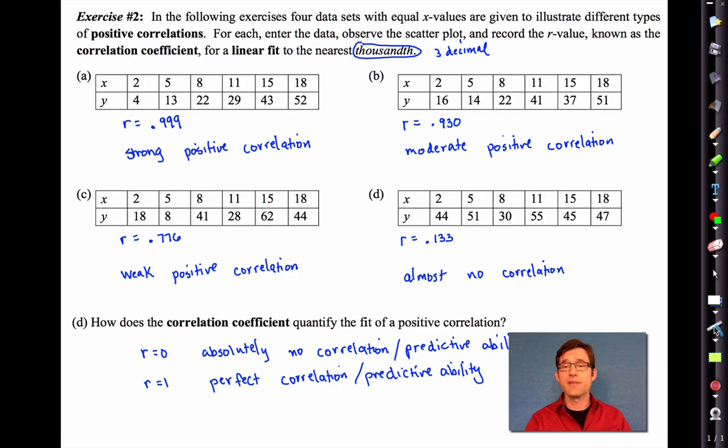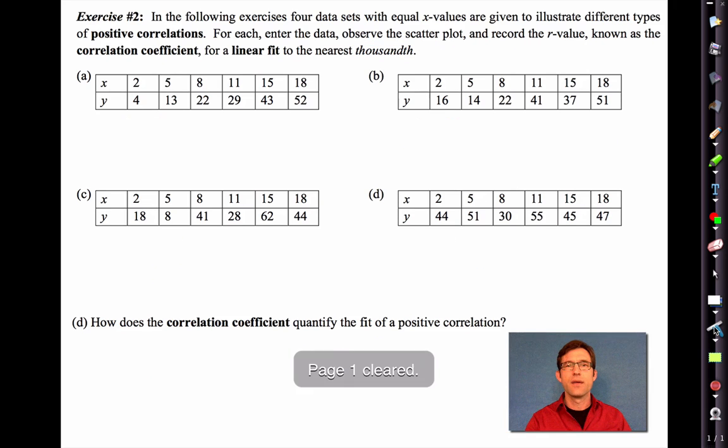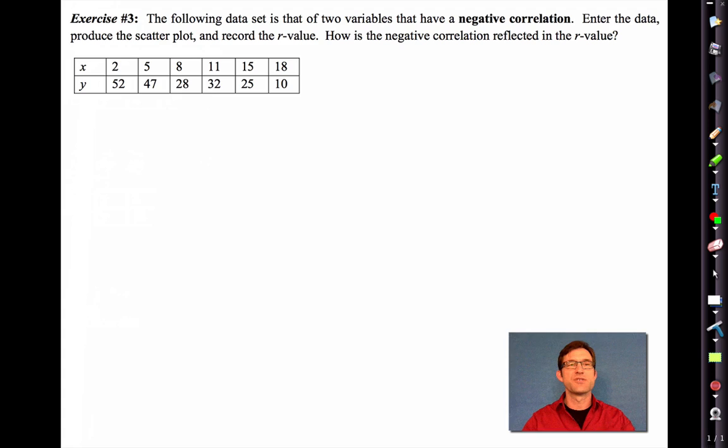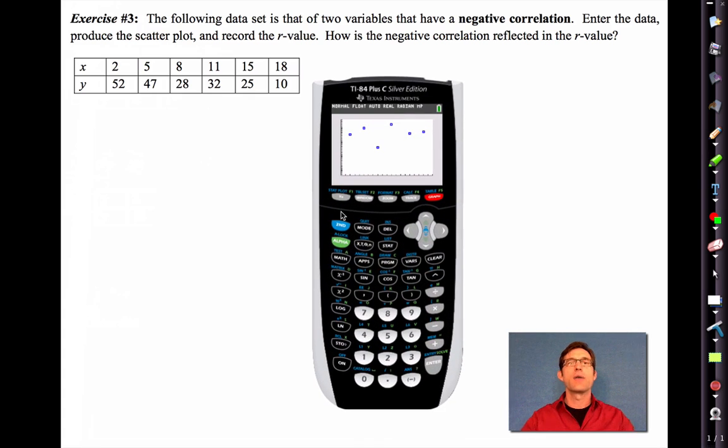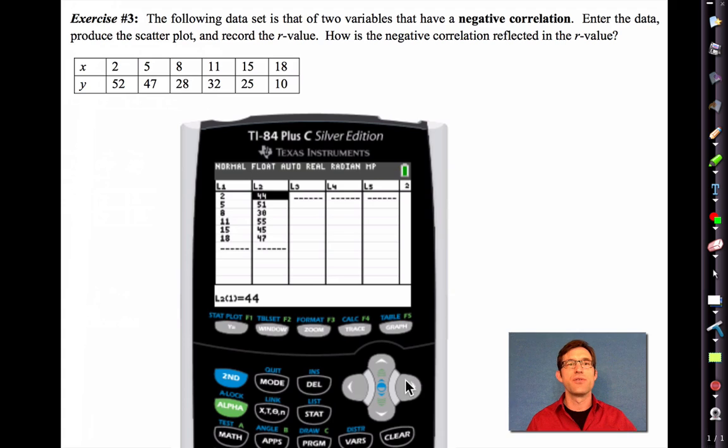All right, I'm going to clear this out because now what I like to do in exercise 3 is take a look at negative correlation, and what happens with the R value then. Now the beautiful thing here is that we've kept the X values the same. So we just need to open up that TI-84 Plus again, go into our stat, go to edit, and now only change those L2 values again.